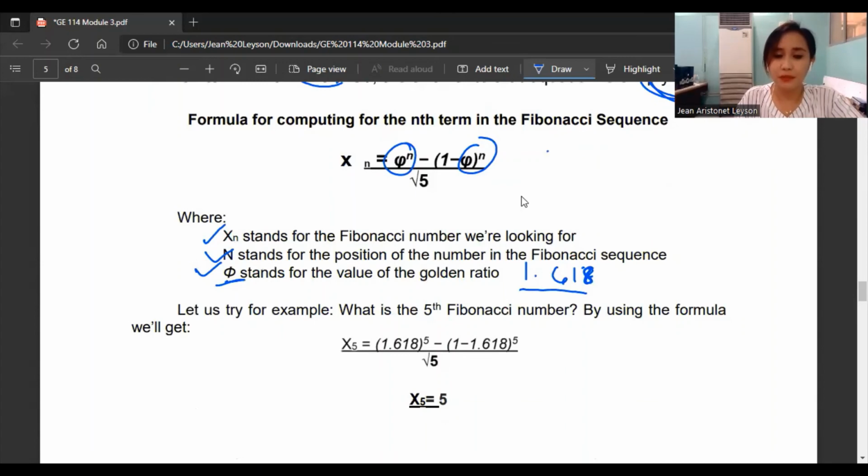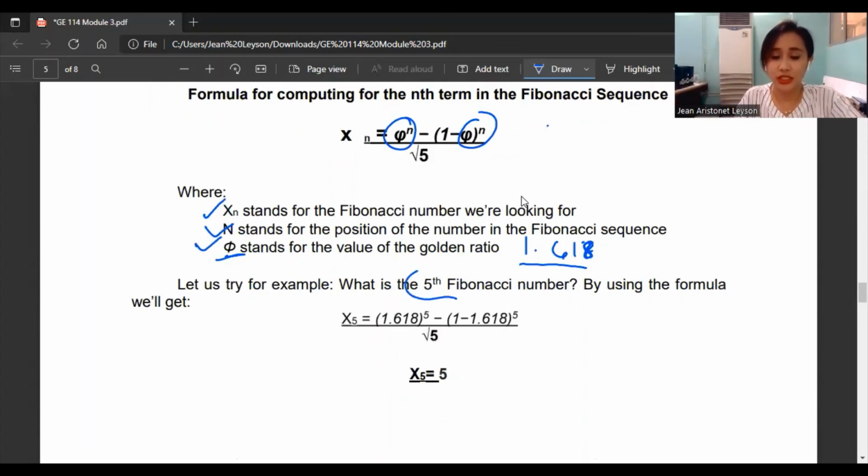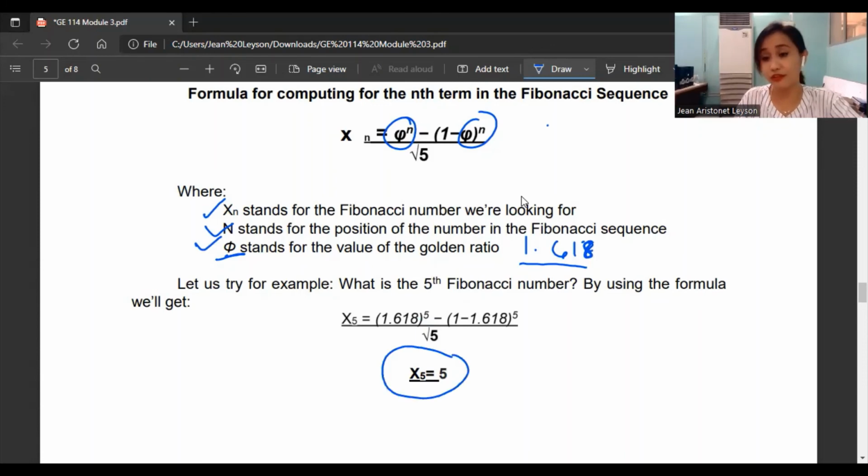Let us try, for example, what is the fifth Fibonacci number. So using the formula, that's x sub 5 is equal to phi, 1.618, to the power of 5, because we're looking for the fifth term, minus the quantity of 1 minus phi, again 1.618, to the power of 5, divided by the square root of 5. So you can use your calculators in computing. So therefore, x sub 5, or the fifth term in the Fibonacci sequence, is 5.